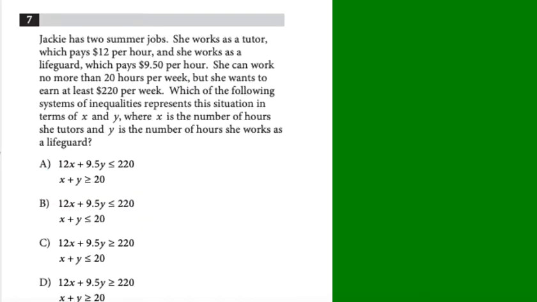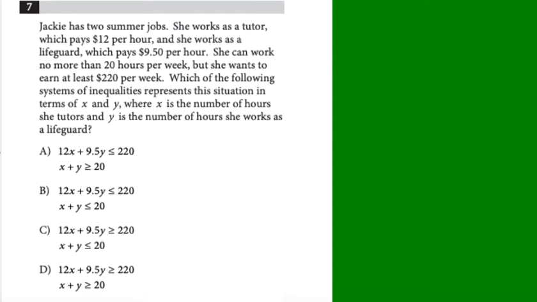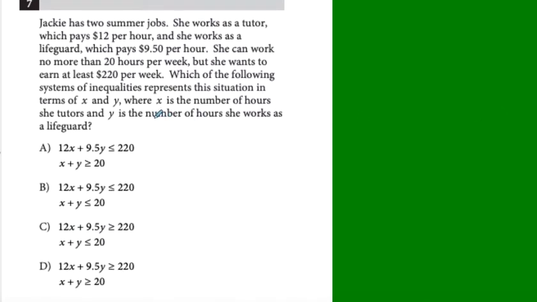All right, the last one, and I find it really helpful to use the vertical scan here, is with inequalities. Jackie has 2 summer jobs. She works as a tutor, which pays $12 per hour, and she works as a lifeguard, which pays $9.50. She can work no more than 20 hours per week. So when I have inequalities and I see the words no more or at least, I'm going to be paying attention. All right, she works no more than 20 hours per week. So I scan, but she wants to earn at least 220.